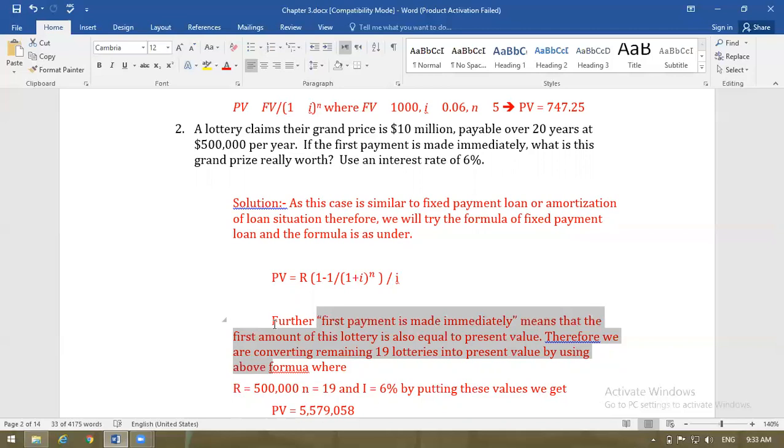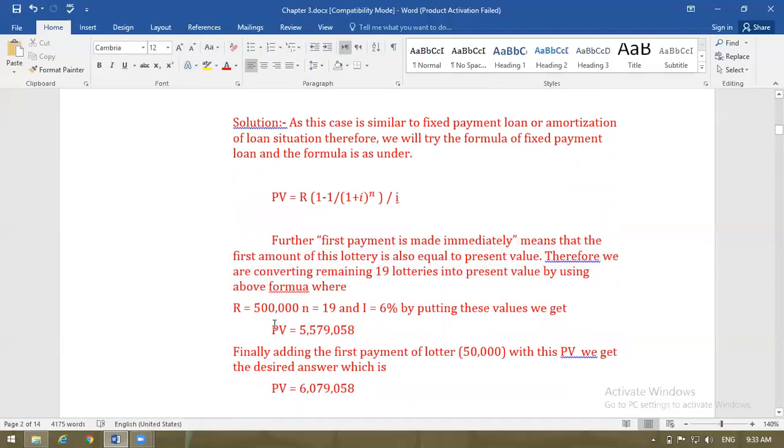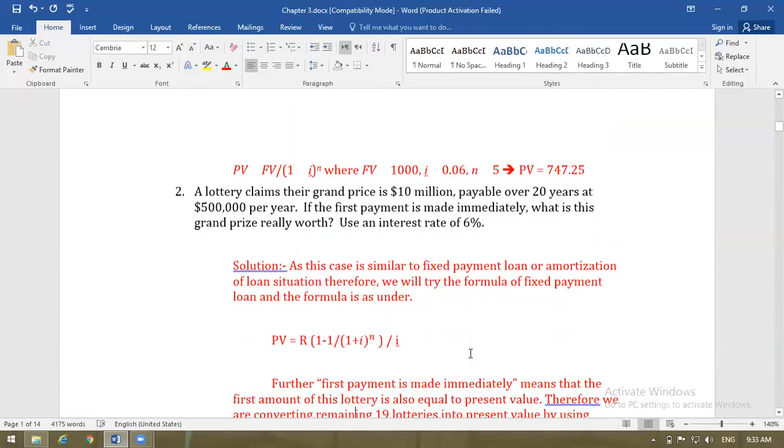By putting these values in the above formula, we can easily find out the present value is equal to 5579058. This is the present value of 19 lottery payments. And the first is made immediately, so I am adding 5 lakh to this present value. So the worth of 10 million over 20 years at the rate of 5 lakh per year will be 6079058.